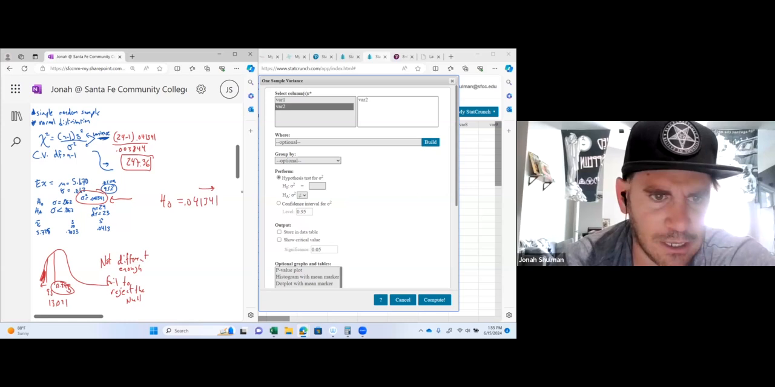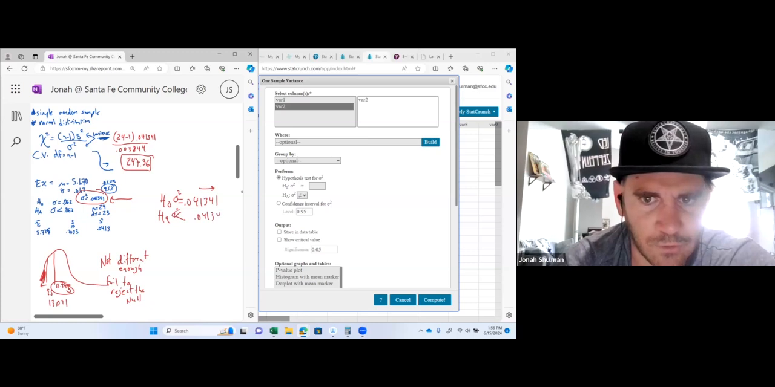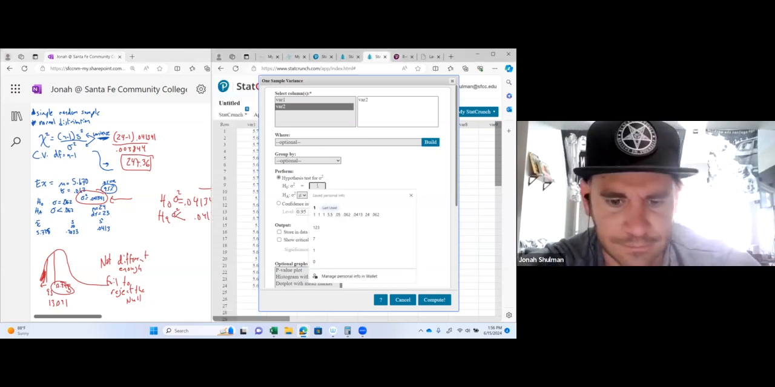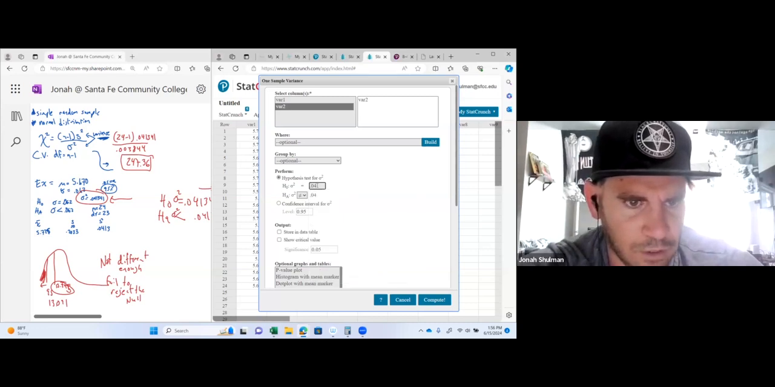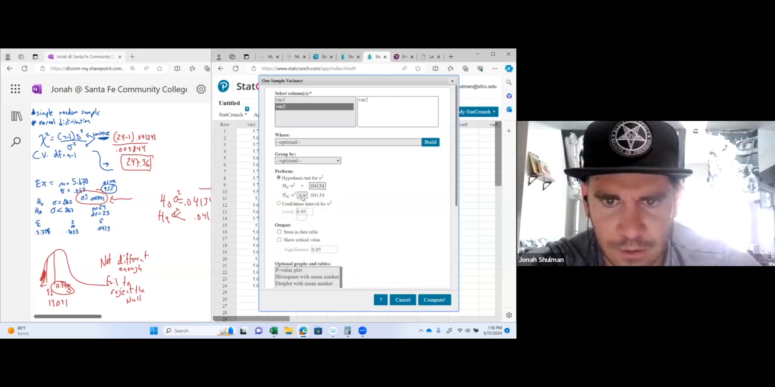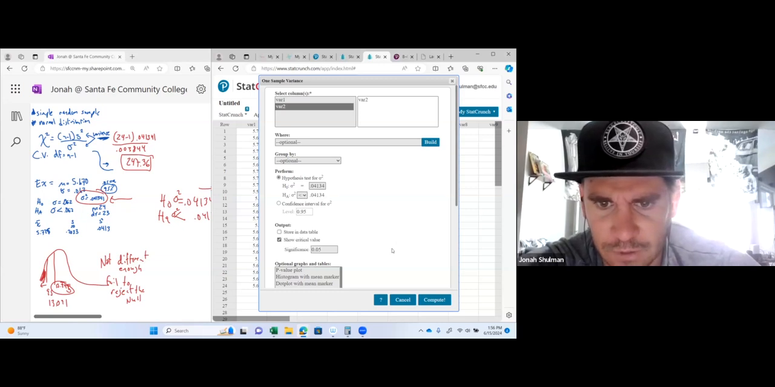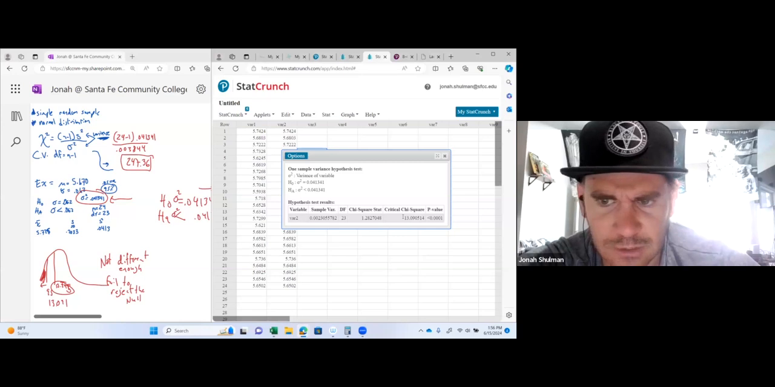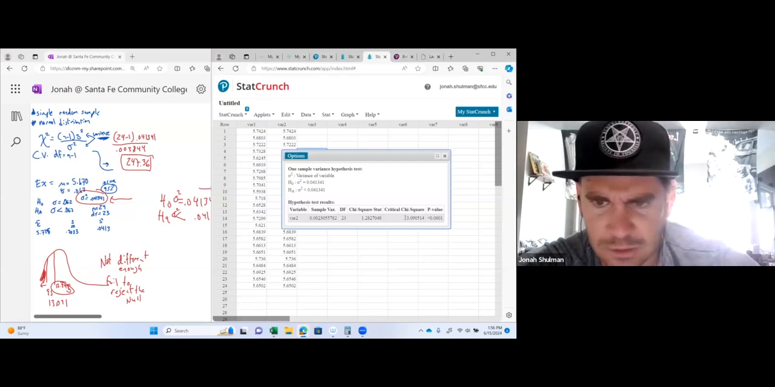0.041341. And my HA has the variance is less than 0.041341. Let's see if this works. All right. 0.041341. This has to be less than that. Show critical value. Compute. Critical chi-square is 13.09. Nice. Chi-square test that is gonna be different.